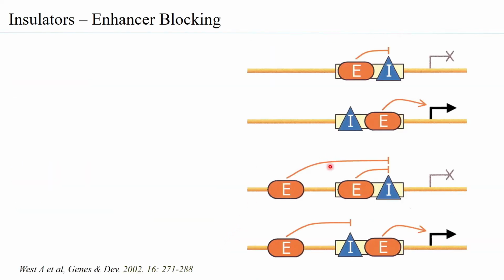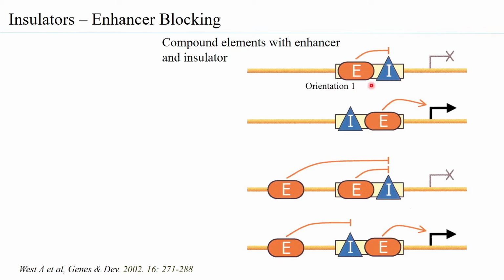Now let us look at another study that was carried out, and this study was carried out in such a way that a compound element was constructed. What does it mean by a compound element? It means that you have a gene construct which has both an enhancer and an insulator cis-acting region. Now, in their study, what was done is two constructs were made such that this comprises orientation 1. So, in this case, you have the insulator present between the enhancer and the promoter region, and in the other orientation you have the insulator present within the construct, proximally to the enhancer region, but it is not between the promoter region and the enhancer.